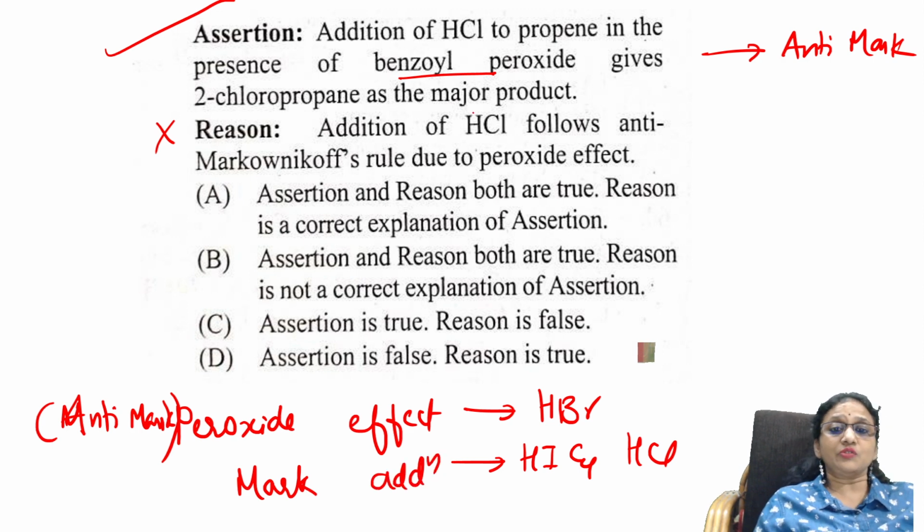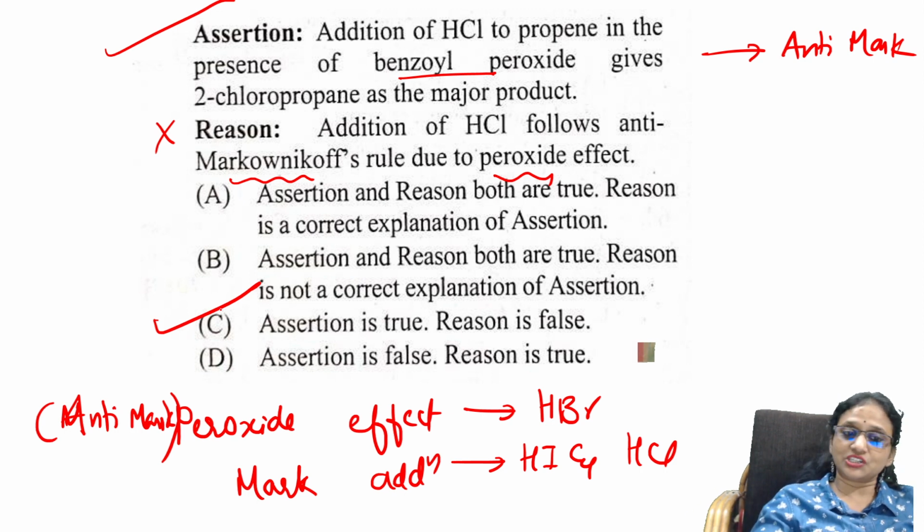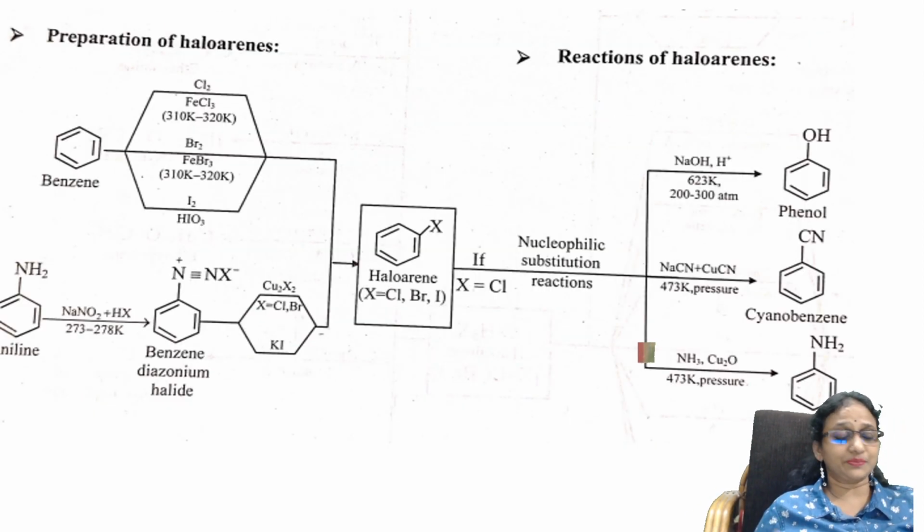So what do we have here? HCl. They said Markovnikov rule due to peroxide effect. See here, Markovnikov and peroxide. Wrong concept, my students. So assertion is right. Reason is false. Next question.